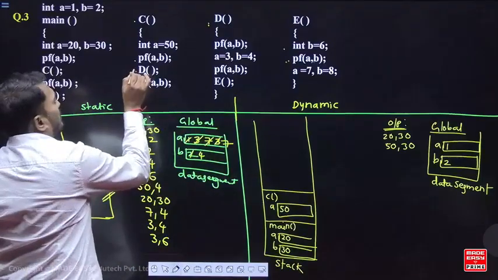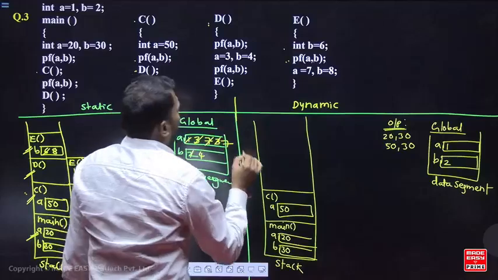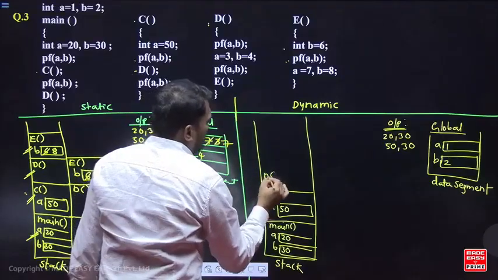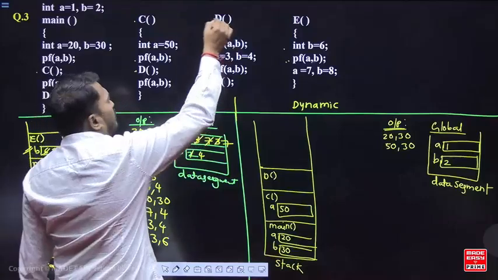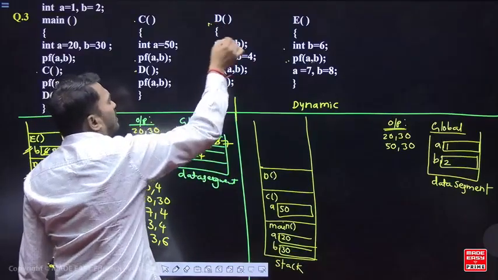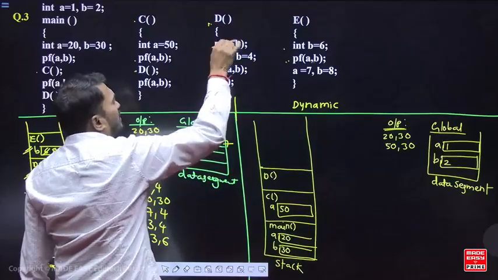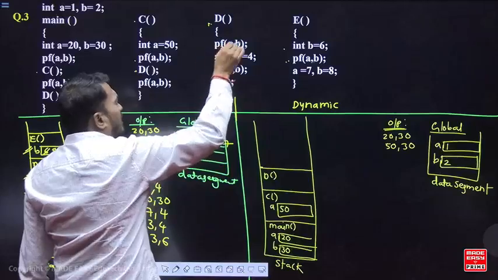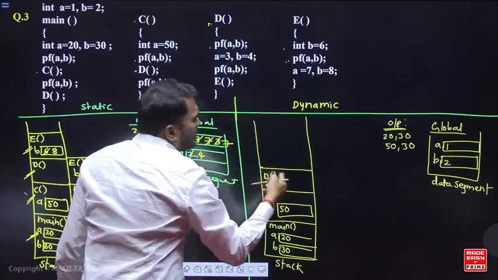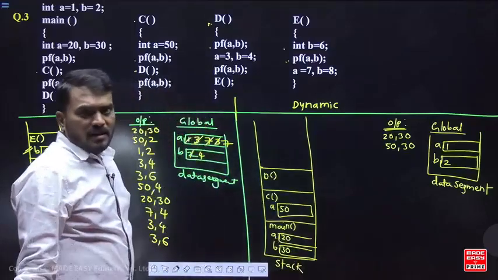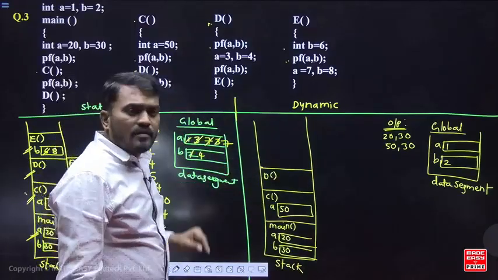Next you are calling function D, so D will be pushed into the stack. Once you come here, you say printf A comma B. Listen carefully. In the function D, both A and B are free variables.